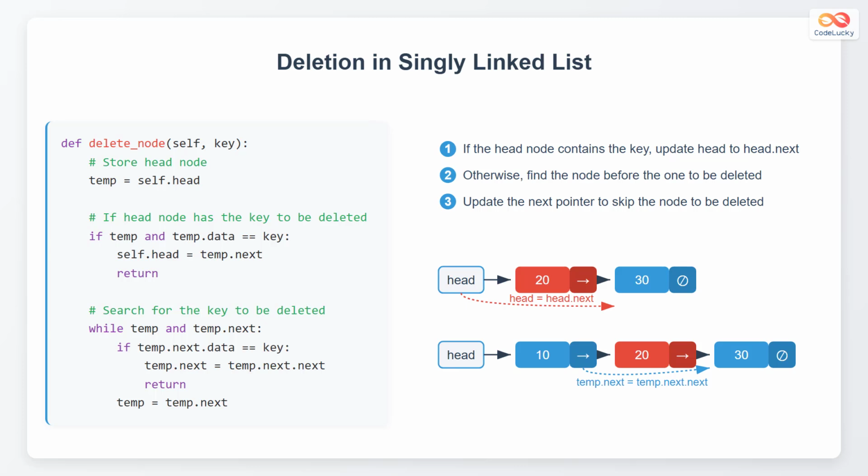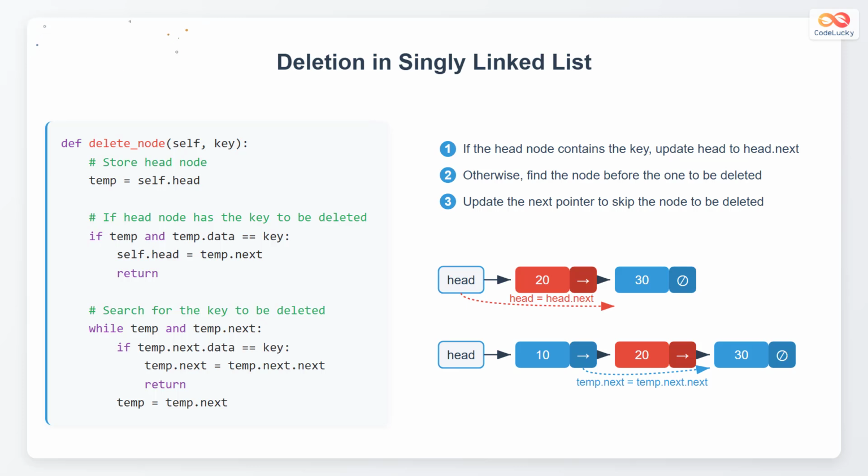While searching, if the next node contains the key, then we update the next pointer of current node to skip the node to be deleted. First, if the head node contains the key, then we update the head to point to the next of head node. Second, otherwise, find the node before the one to be deleted. Third, update the next pointer to skip the node to be deleted.